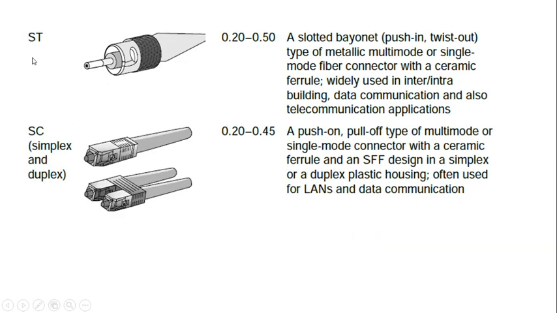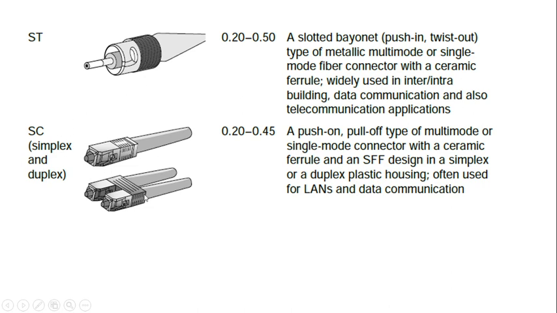One is the ST connector. The loss will be 0.2 to 0.5 dB. The features: it uses a ceramic ferrule and a rugged metal housing. It is used for both multi-mode and single mode fiber, designed for distribution applications. It is used for inter or intra building connections and data communication also.